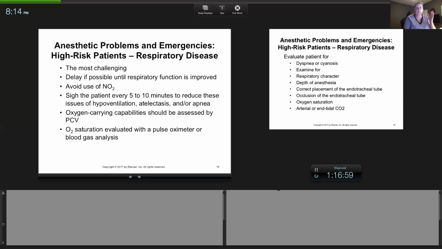Now, if an animal comes in with respiratory distress, I'll stop saying depression. If they're having a hard time breathing before they come in, that really needs to be looked at, because that dog might need oxygen or x-rays, or they might need some support before anesthesia. So you may have to delay the procedure.